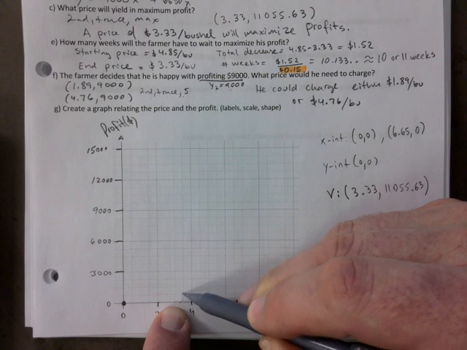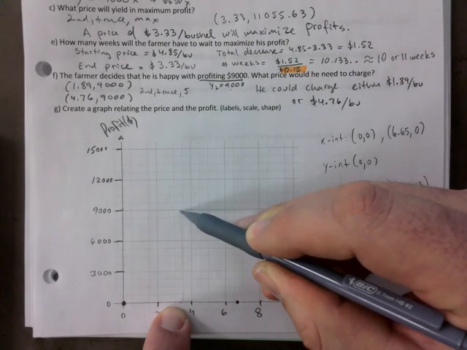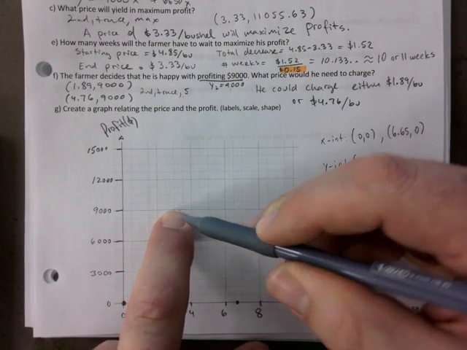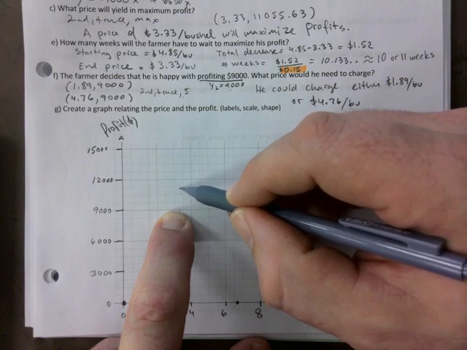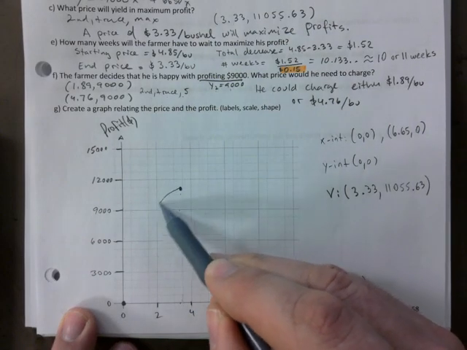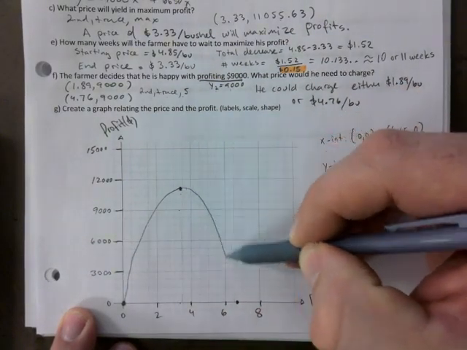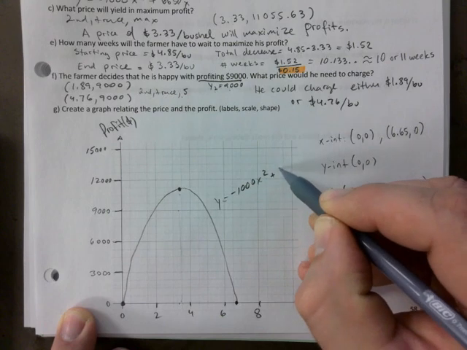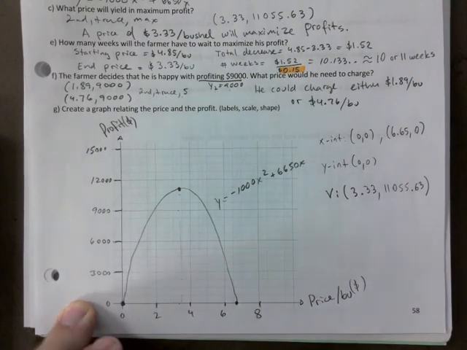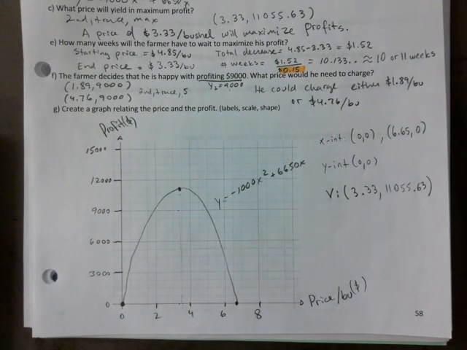I'm just going to go all the way up to 11,000. This would be 10,500. So somewhere in there. And make the graph. Voila. That's it.